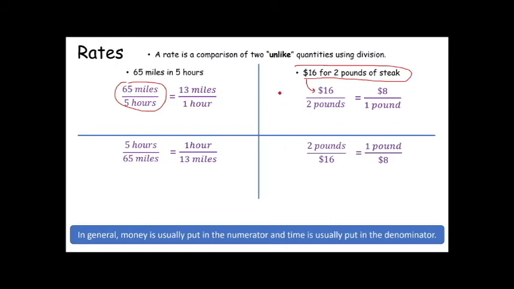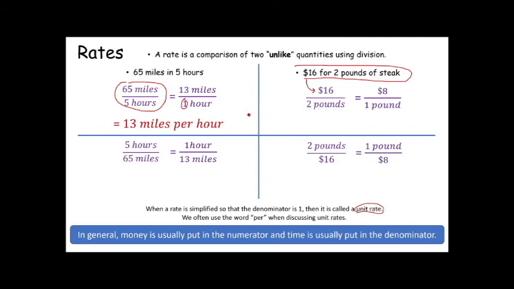Notice, again, both these ways of writing it are correct, but generally you're going to see money on top and time on bottom. Last thing we want to make sure we do is when a rate is simplified so that the denominator is a 1, we refer to this as a unit rate. Notice 13 miles compared to 1 hour. This is how many miles we can go in 1 hour. My denominator is 1. So we call that a unit rate.